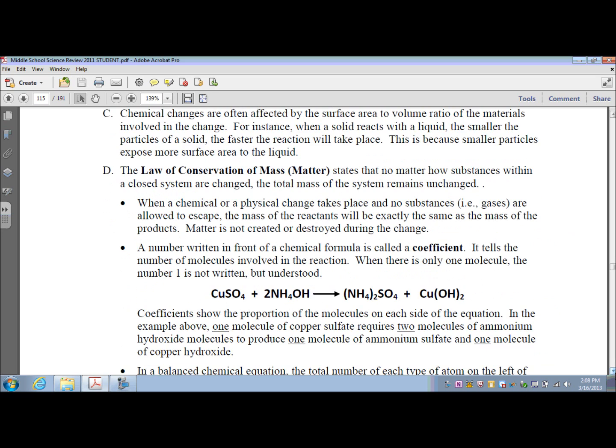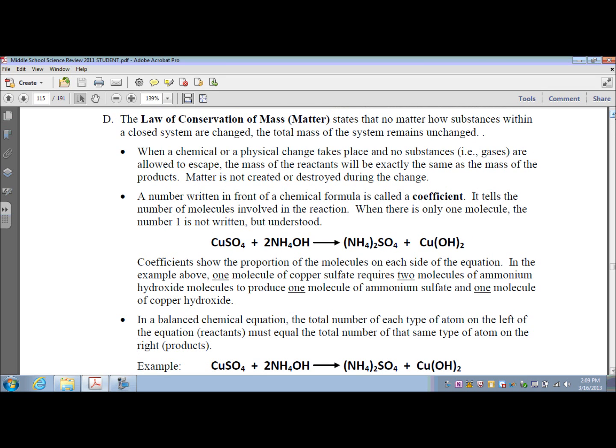Section C. Chemical changes are often affected by the surface area to volume ratio of the materials involved in the change. For instance, when a solid reacts with a liquid, the smaller the particles of a solid, the faster the reaction will take place. This is because smaller particles expose more surface area to the liquid.